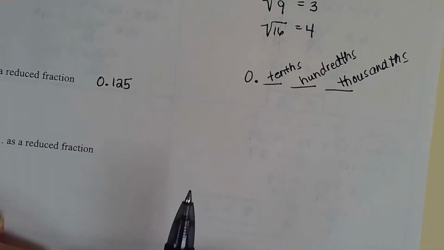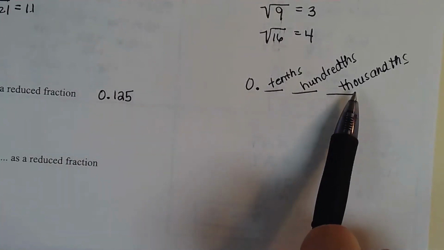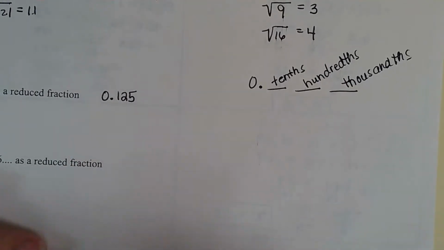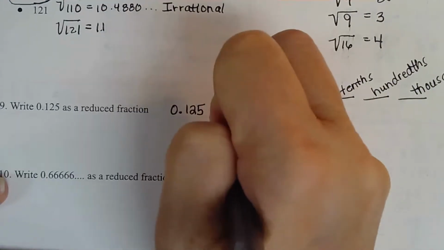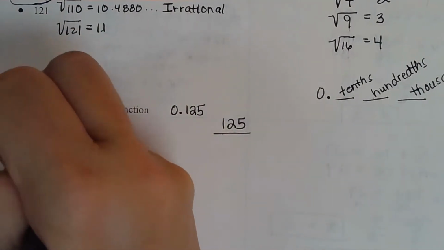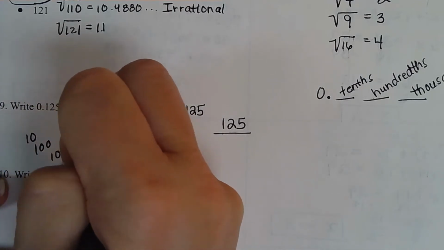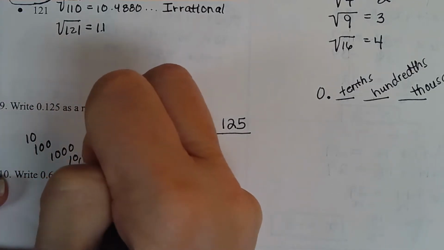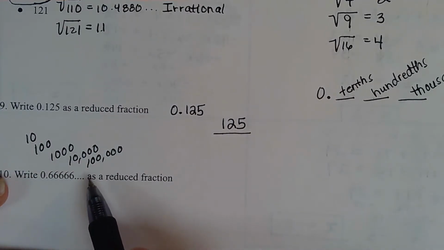Now, what happens if you don't know your place values? You don't know your place value names, because this is going to help us know it's going to need to be over 1,000. Well, there's a trick. Thank goodness, right? Take your 125, and we are going to use 10, 100, 1,000, 10,000, 100,000. These are our options, okay? Each one of these has one more zero. I hope you realize that.